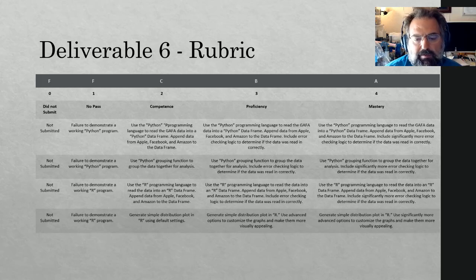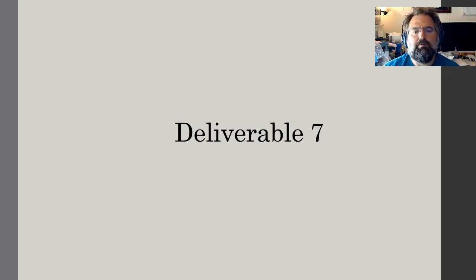Include significantly more error checking logic to determine if the data was read. And then your last bit there is to do a distribution plot and then set some custom and advanced options on the graph. So don't just do the defaults, make it pretty. Set some things like titles and labels and so on. Moving on for a discussion of deliverable 7.